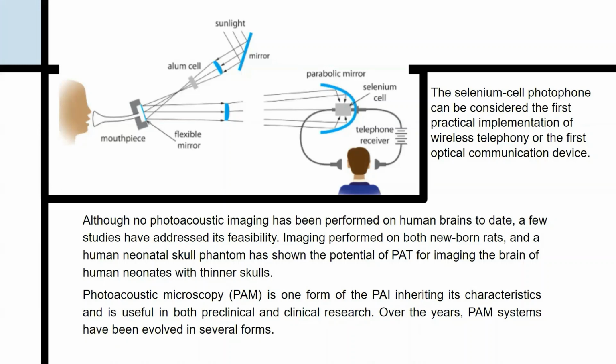If we talk about the types of PI, photoacoustic microscopy (PAM) is one form of the PI inheriting its characteristics and is useful in both preclinical and clinical research. Over the years, PAM systems have evolved in several forms.